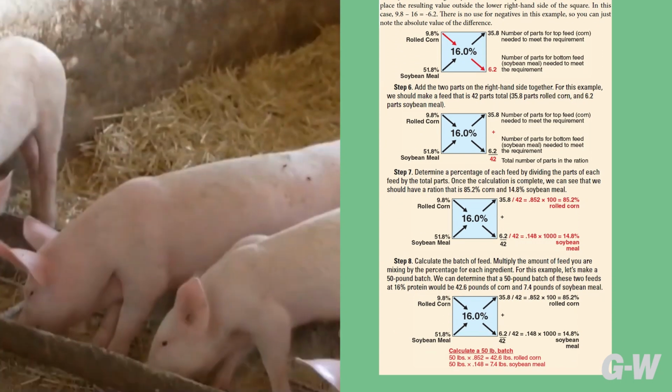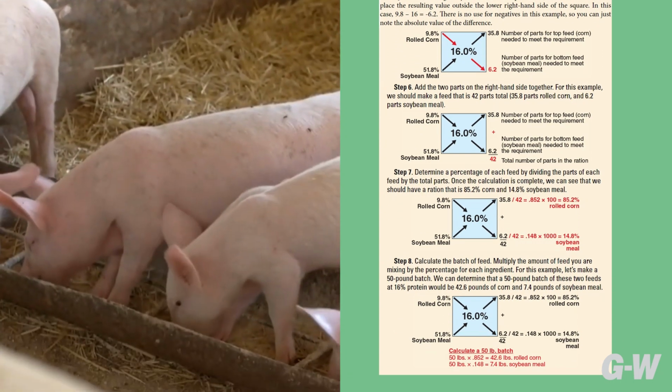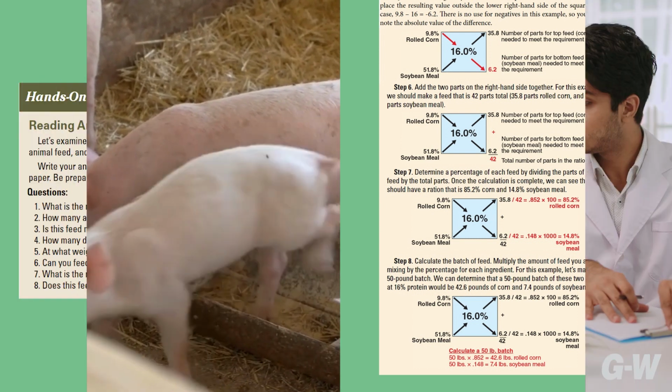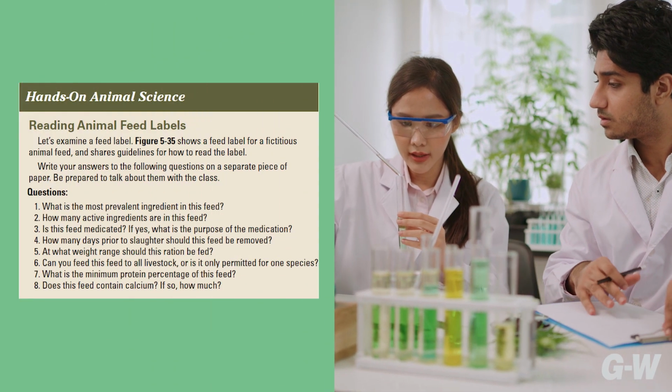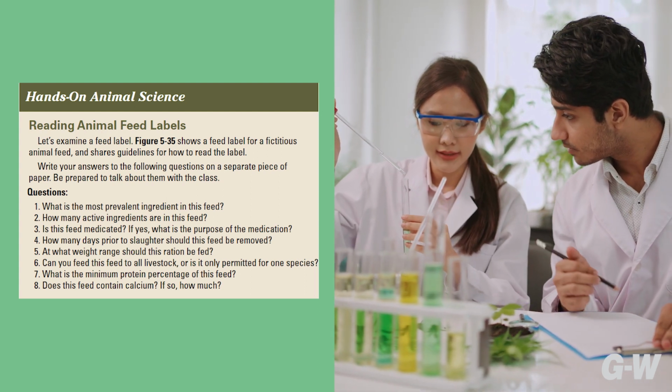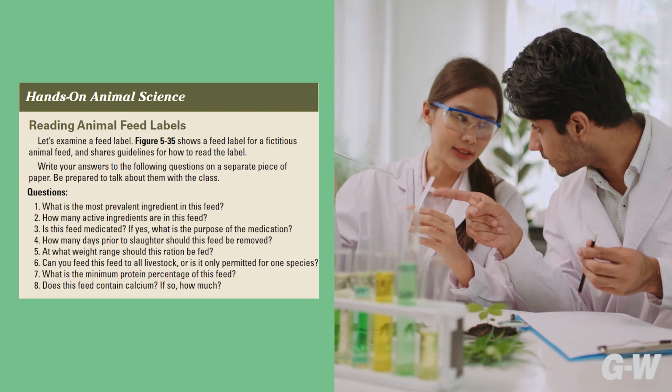In this example, students use a Pearson square to combine two feeds to reach a desired nutrient percentage. Hands-on animal science activities get students hands-on practice. In this activity, students practice reading a feed label.